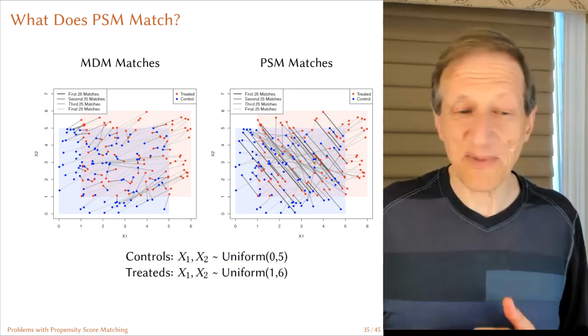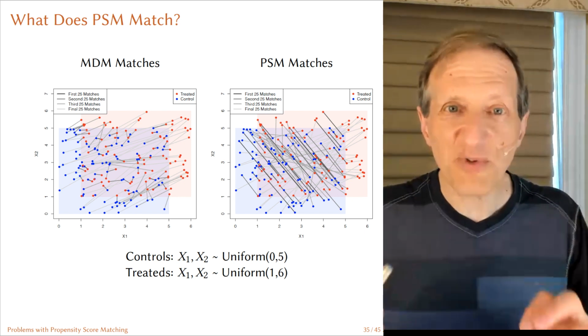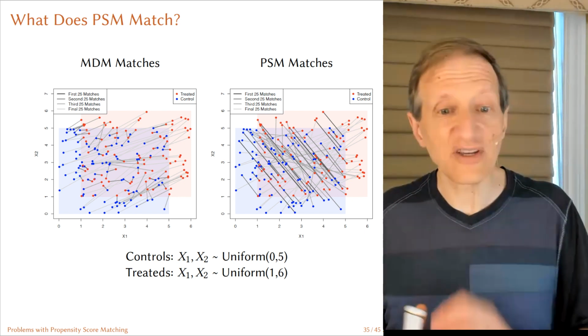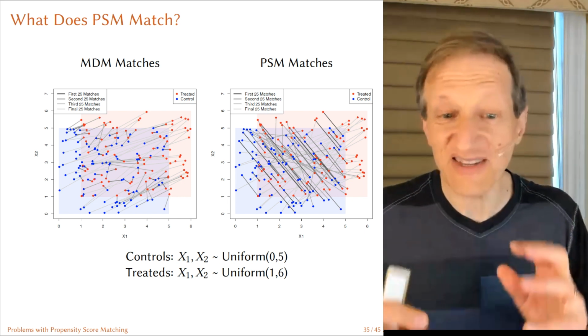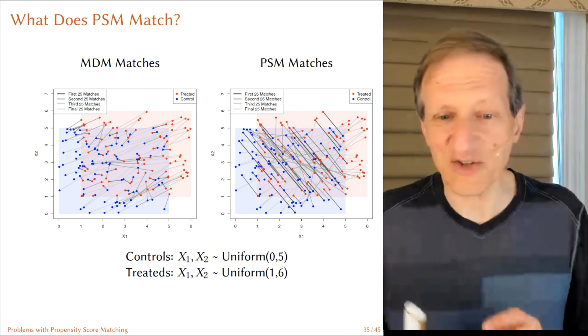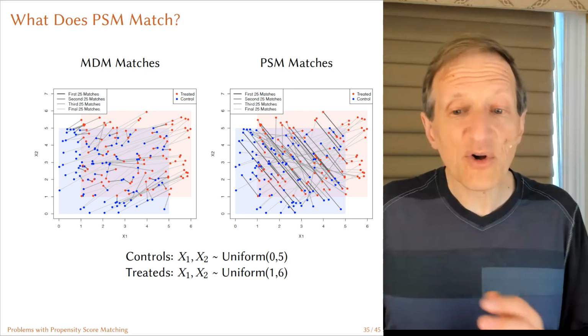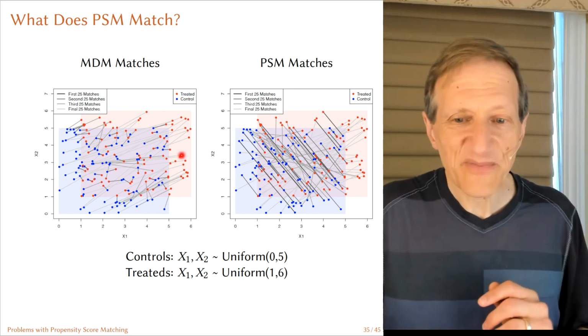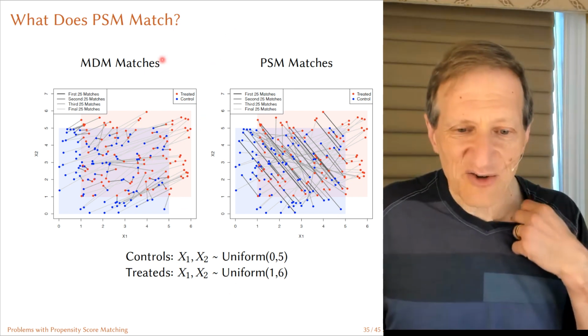Here's another way to think about this. What does propensity score matching actually match? So let's have a look at this. Well, again, we'll compare MDM, Mahalanobis distance matching, and propensity score matching. Over on the left side, here's what I did.